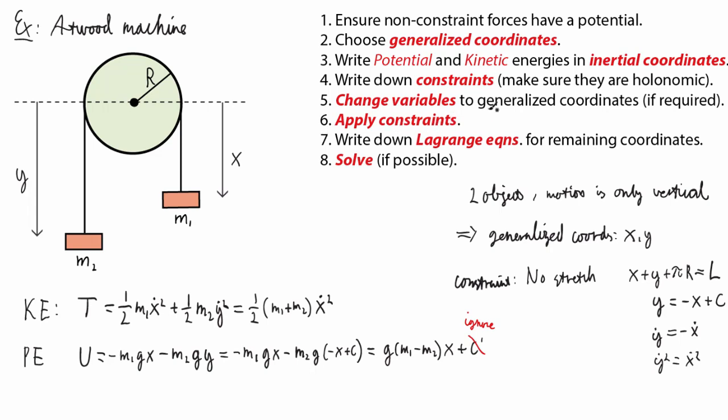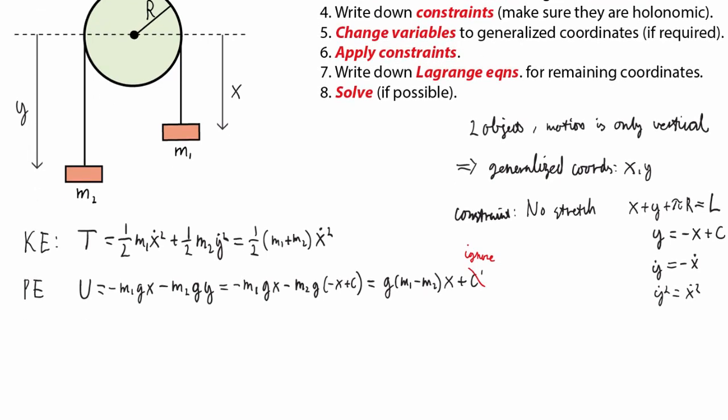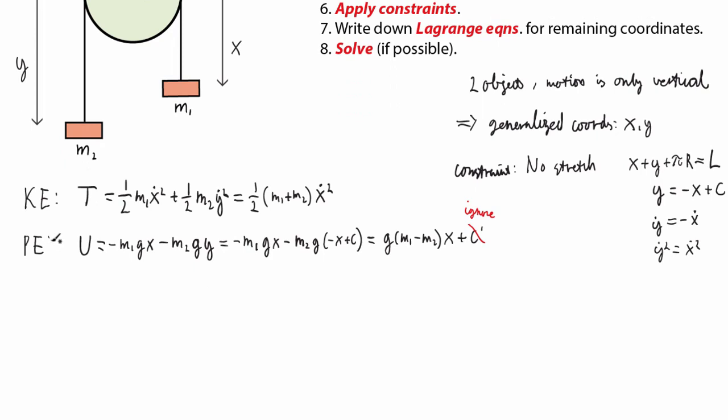Next we have to write down the Lagrange equation, and for that, of course, the first thing we need is the Lagrangian itself. So the Lagrangian is T minus U. So in other words, that's 1/2 (m1 plus m2) x dot squared, and then we have to add in minus the potential. And that minus sign is very important. Make sure you get that right.